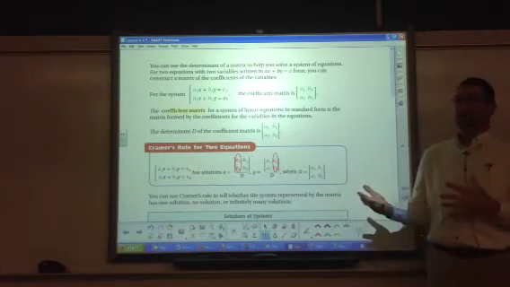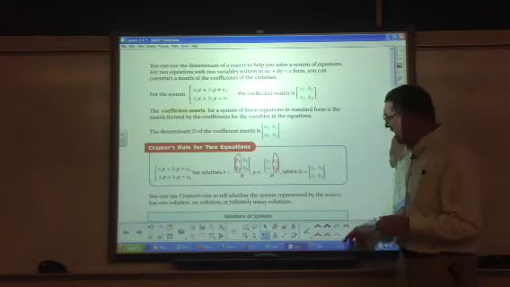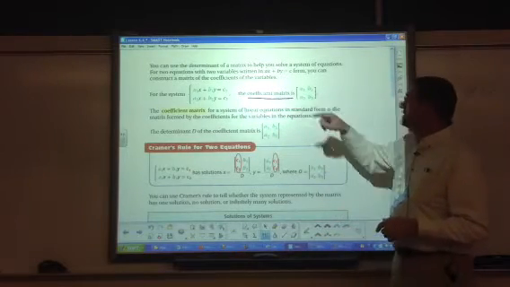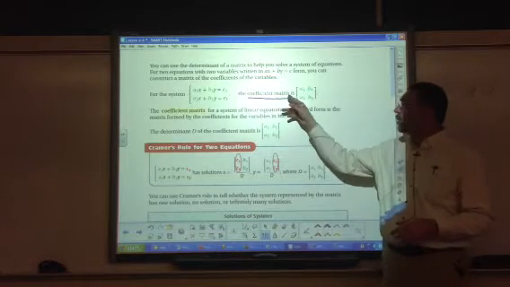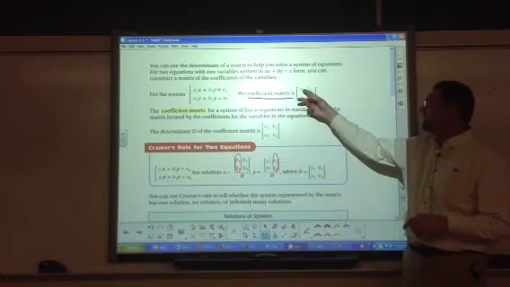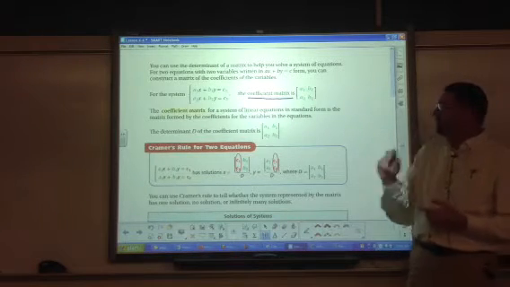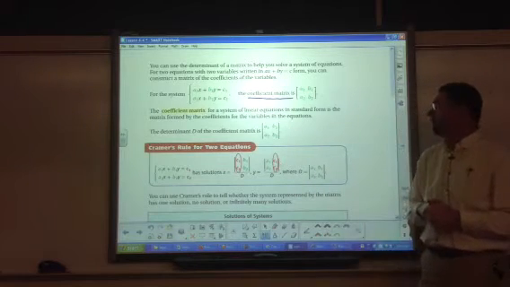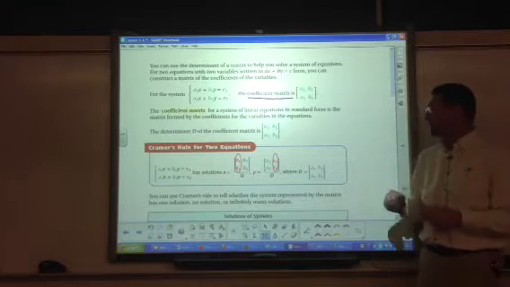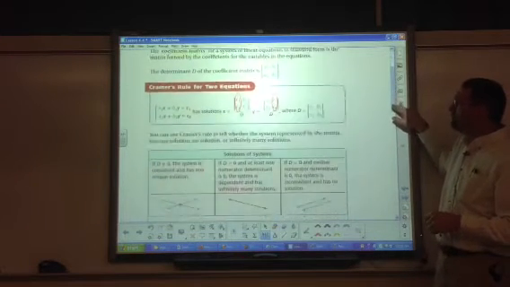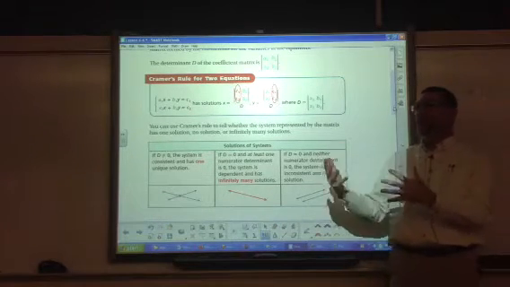So, we want to solve a system of equations. And so, for a system of equations, we're going to focus on the coefficients of x and y. Okay, so we're going to use what's called the coefficient matrix. Okay? A sub 1, B sub 1, A sub 2, B sub 2. The coefficients of x and y. The coefficient matrix for a system of linear equations in standard form is a matrix formed by the coefficients for the variables. Now, we're going to use the coefficient matrix and the determinants to solve the systems of equations.